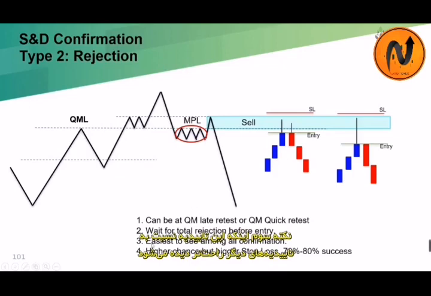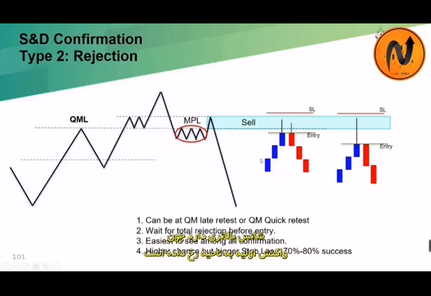So the third one is the easiest to see among all confirmations. We have 4 types of confirmation, and this is the easiest to see, meaning it's easier for you to notice it in the chart. However, it requires a lot of patience. You need to be very, very patient. So, higher chance but bigger stop loss.